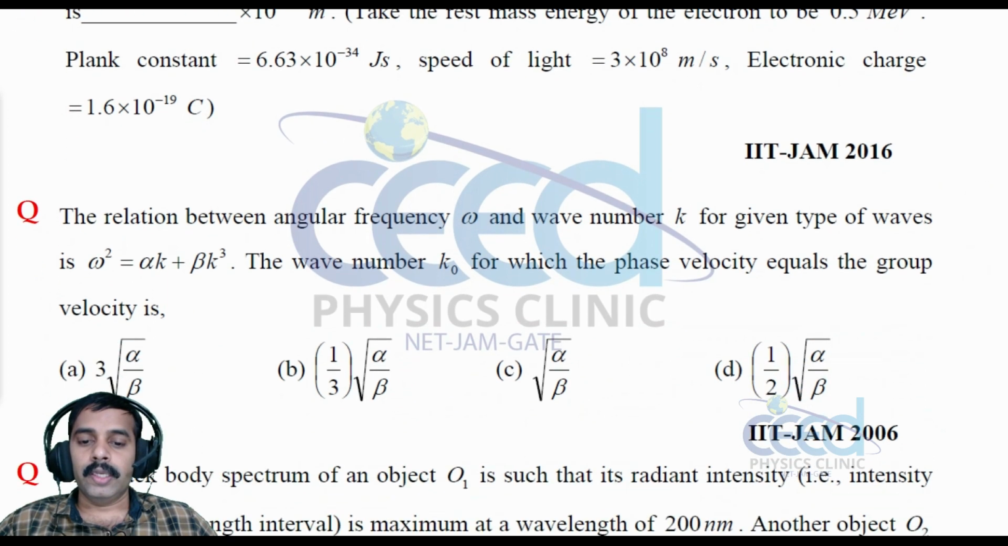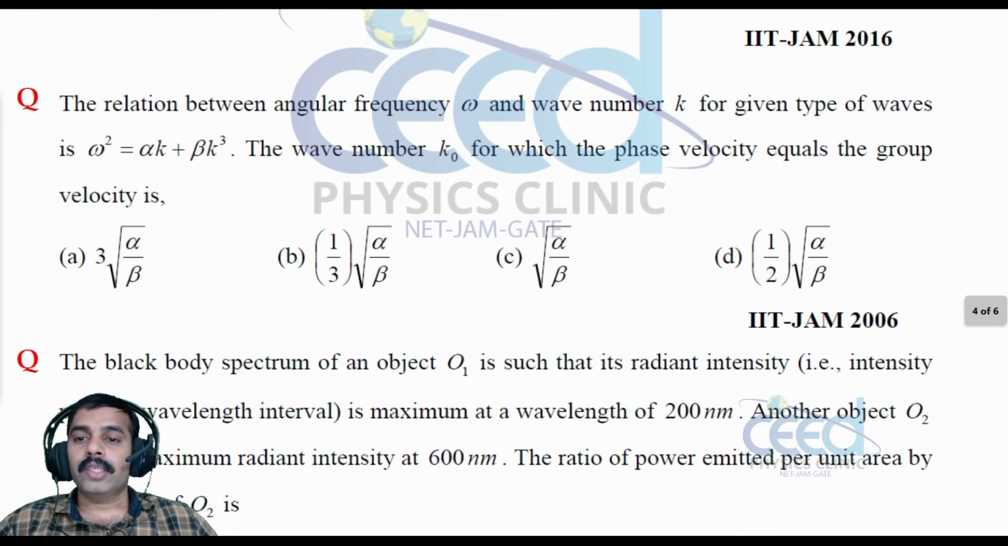Okay. Now another question is, the relation between angular frequency omega and wave number k for a given type of waves is omega square proportional to alpha k plus beta k cube. The wave number k0 for which the phase velocity is equal to the group velocity is. So we need to find the wave number value when this group velocity is equal to the phase velocity. All right.